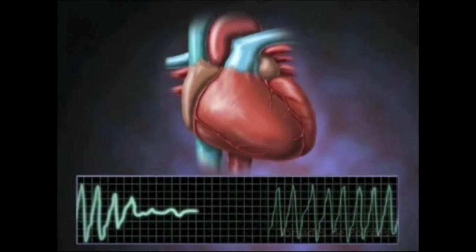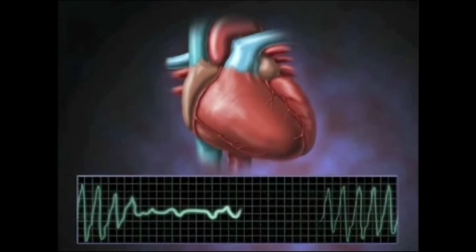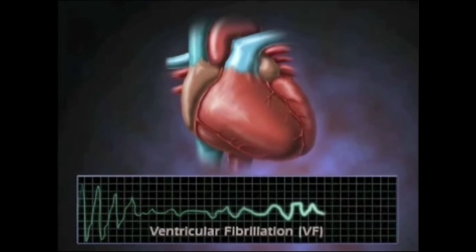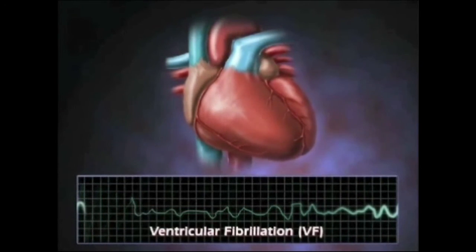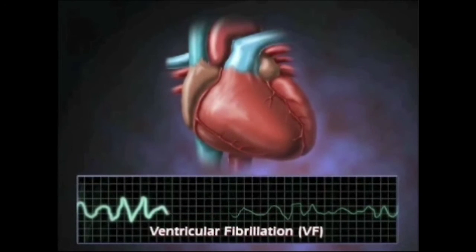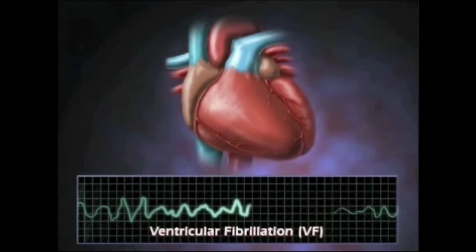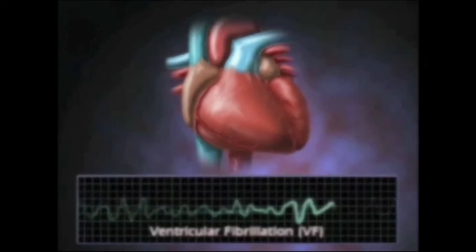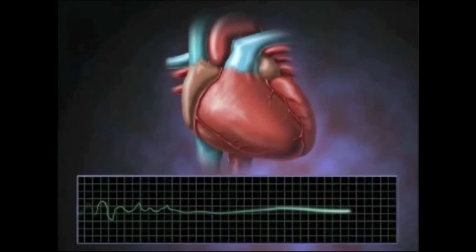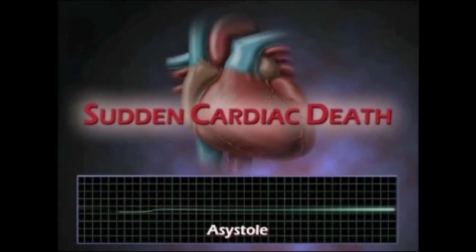Ventricular tachycardia occurs when the ventricles are contracting rapidly and independently of the normal conduction system. Ventricular tachycardia can degenerate to an even less organized and more rapid rhythm, ventricular fibrillation. In ventricular fibrillation, the ventricles are completely disorganized and inefficient, causing cessation of normal blood flow. Without medical intervention, ventricular fibrillation leads to asystole and sudden cardiac death.